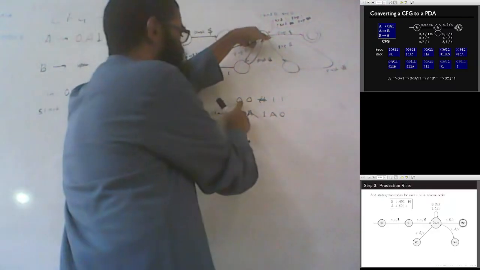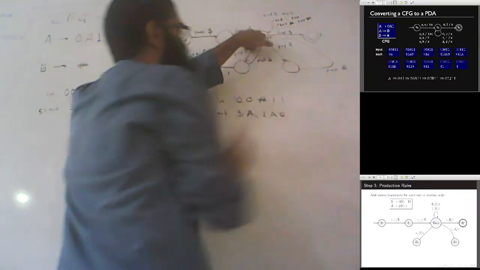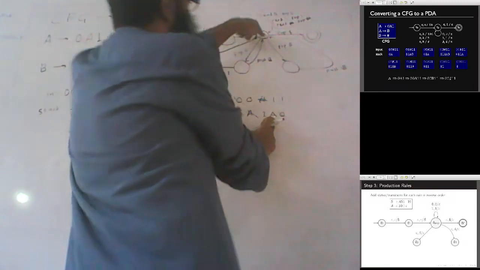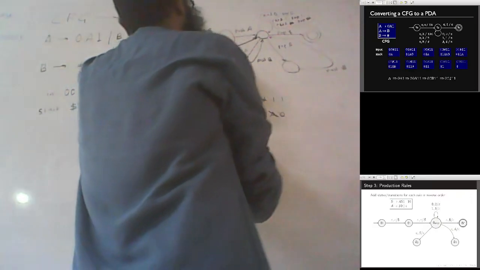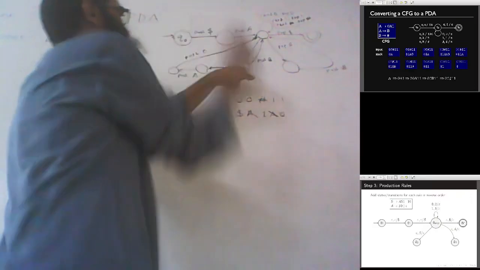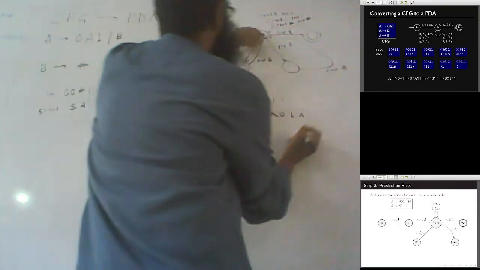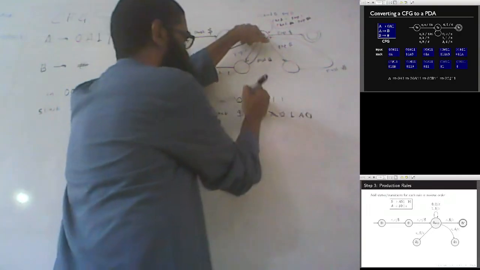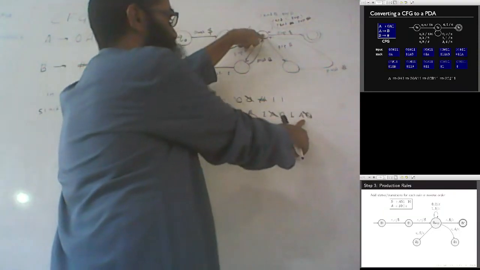Now here we can match the input 0 with the top of the stack 0. So we read 0, pop 0, read 0, pop 0. Now our top is A, so we can pop A again, and now we push in another production rule, and we will do the same one, 1A0 again. So we push 1, push A, push 0. Now again, we can match 0 with 0. So we read 0, pop 0. Again, the top of our stack is A.